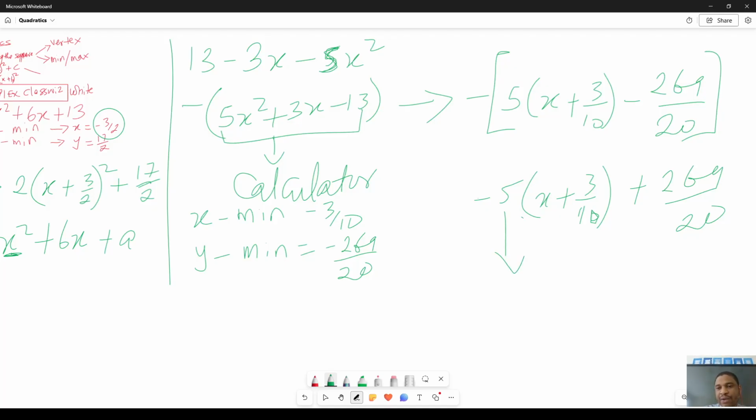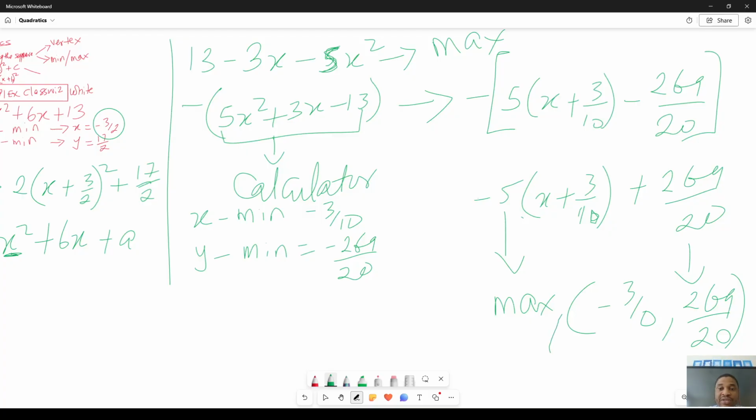Remember, this original question is a maximum. So my maximum will be at minus 3 by 10 and 269 by 20. Even if you put the original one in the calculator, minus 5, minus 3, and 13, you still get the same thing. The calculator will tell you it's a maximum. But be very careful: whenever there's a coefficient, you have to bring it outside the bracket.